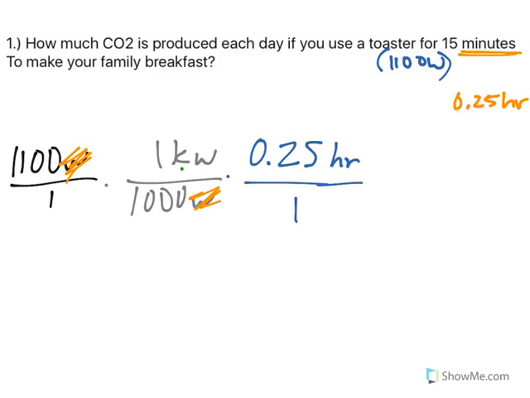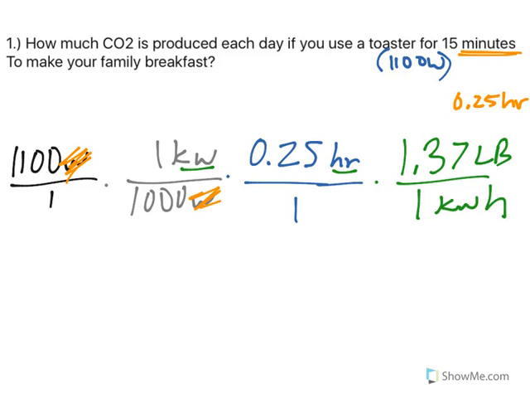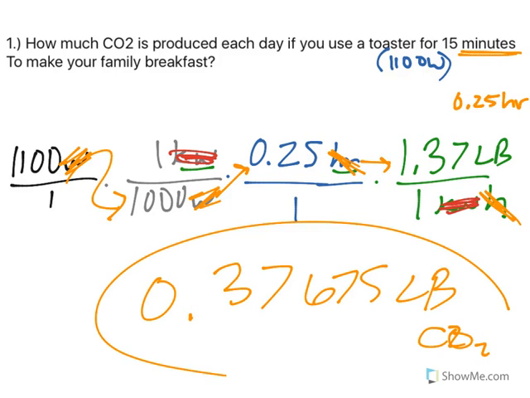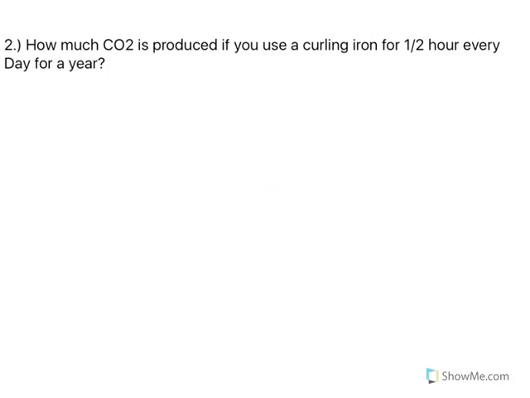Okay, once I have kilowatt hours, then I do my 1.37 pounds per kilowatt hour, because kilowatts, kilowatts, hours, hours. And now I'm in pounds. So 1100 divided by 1000 times 0.25 times 1.37, you produce 0.37675 pounds of CO2 every day by using the toaster for 15 minutes. That's a lot of toasting. I don't know, I feel like that's a lot of toasting.